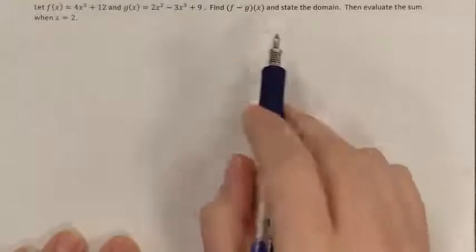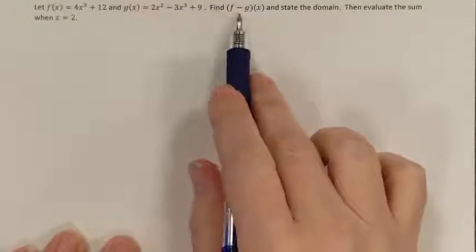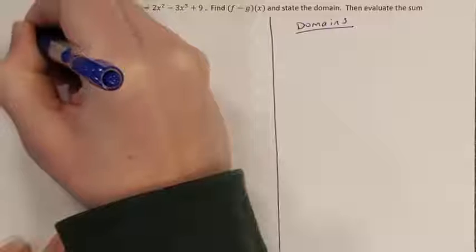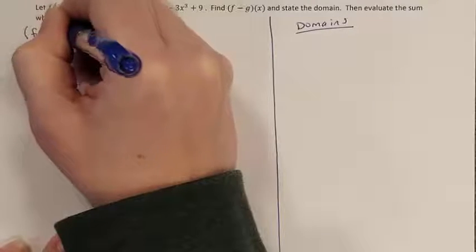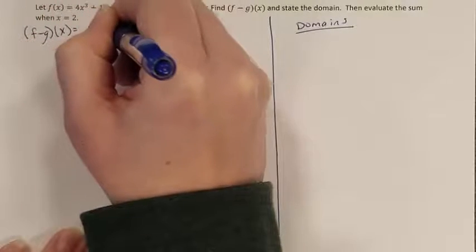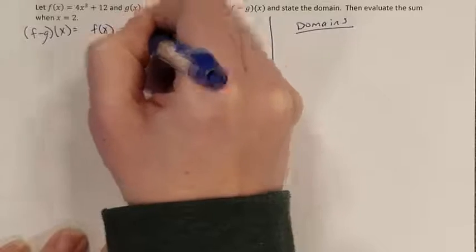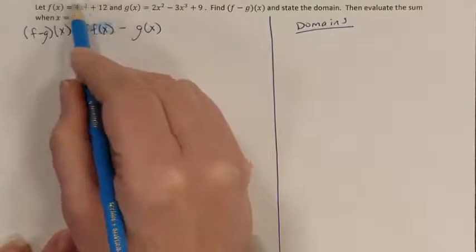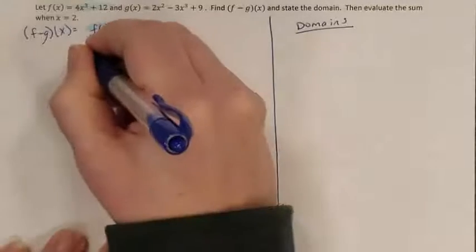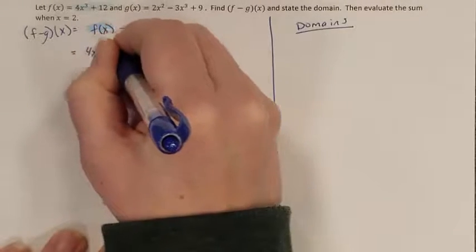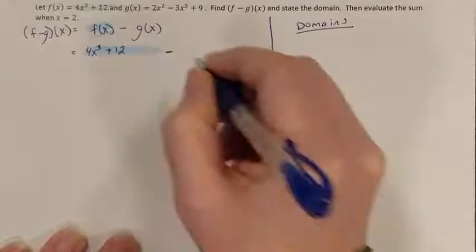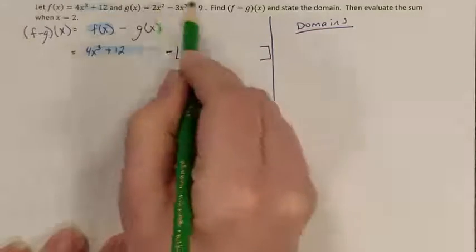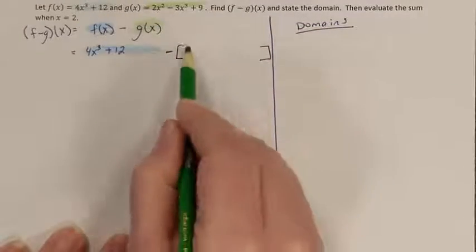So I am being asked, given f and g, find f minus g. Here's me splitting my paper down the middle. Finding f minus g of x means to take all of f of x and subtract all of g of x. So my f of x is this function right here, 4x to the third plus 12. I'm supposed to subtract all of my g of x. So here's the g of x that I'm going to be subtracting.